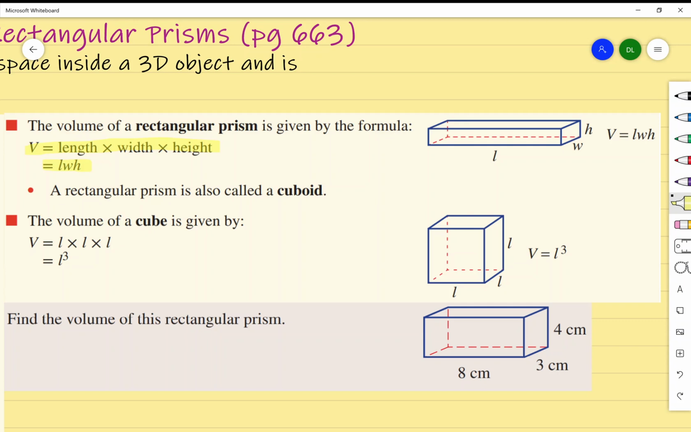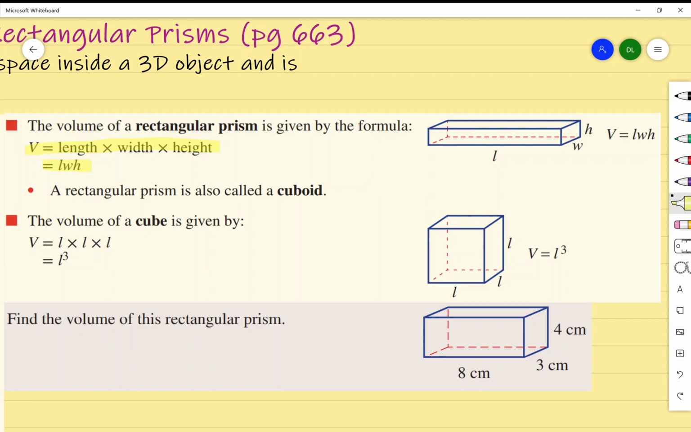Okay, so length times width times height. The formula is quite straightforward, and it makes sense. Because if you imagine we were finding the area of the base, and we multiplied by the height, it's kind of just like a normal rectangle formula, except with another dimension.